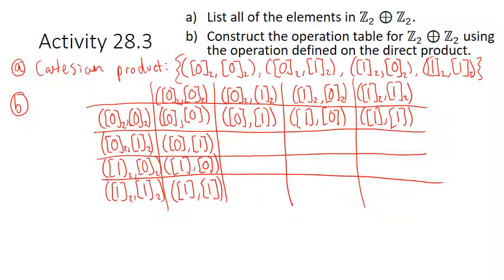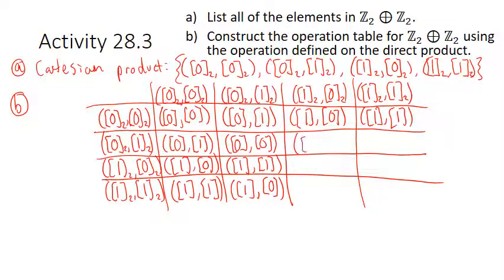Okay, and now we have to actually think a little bit. So we're doing element-wise addition again. So 0 plus 0 is 0, and 1 plus 1 is also 0 in Z2. And then 1 plus 0 is 1, and 1 plus 0 is 1. Okay, and then 1 plus 0 is 1. 1 plus 1 is 0.